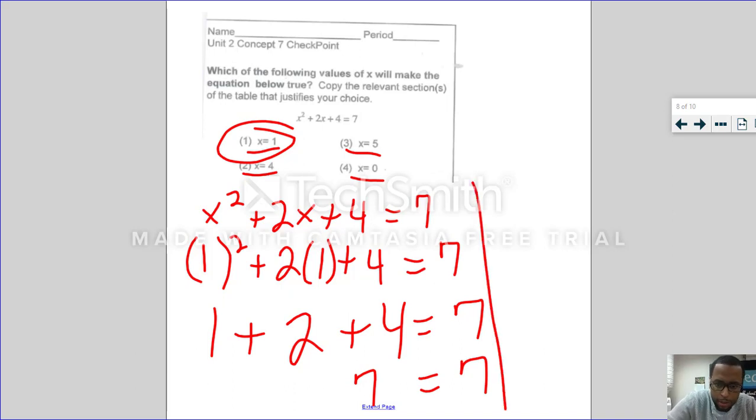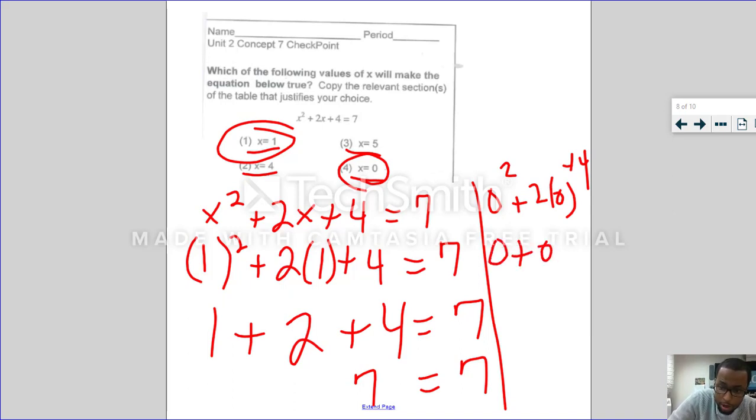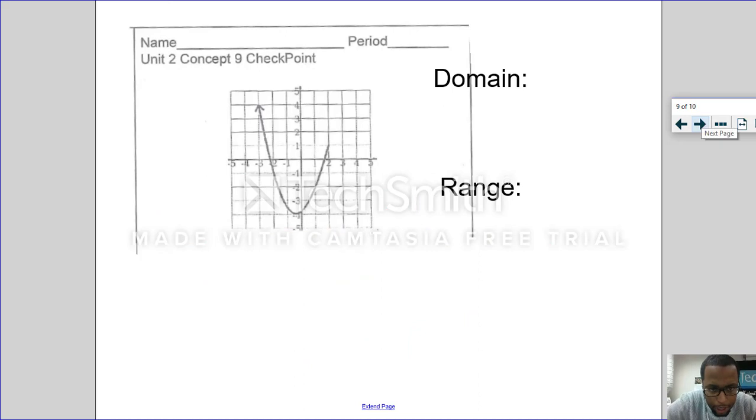So let's just choose 4, for example. Let me use 4. I'm going to use 0 instead, just to show you how it doesn't work. 0 squared plus 2 times 0 plus 4. Okay? 0 to the second power is 0. 2 times 0 is 0 plus 4. 0 plus 0 is 0. 0 plus 4 is 4. And 4 does not equal 7. So that's how you know that that is not your answer. Okay? But we did the work. Our answer is 1.